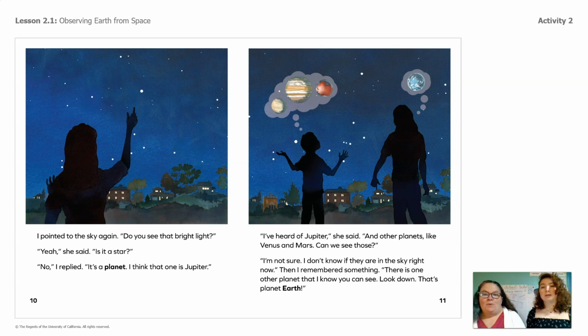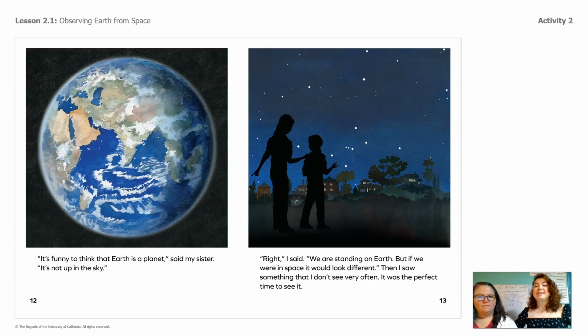I pointed to the sky again. Do you see that bright light? Yeah, she said. Is it a star? No, I replied. It's a planet. I think that one is Jupiter, I've heard of Jupiter, she said. And other planets like Venus and Mars, can we see those? I'm not sure. I don't know if they're in the sky right now. Then I remembered something. There is one other planet that I know you can see. Look down. That's planet Earth. It's funny to think that Earth is a planet, said my sister. It's not up in the sky. Right, I said. We're standing on Earth, but if we were in space, it would look different.